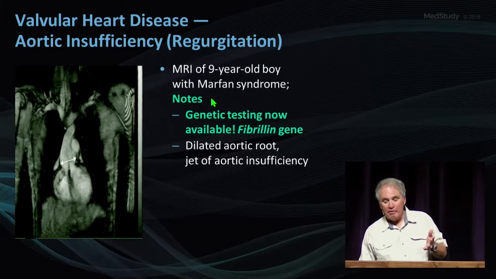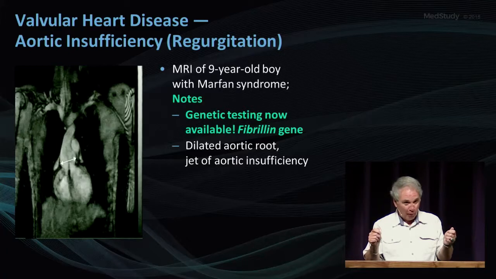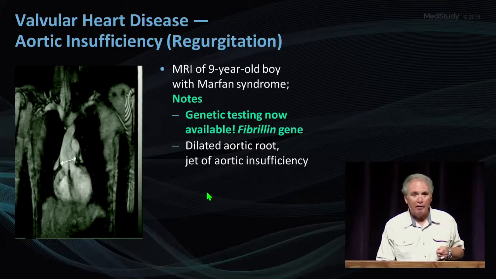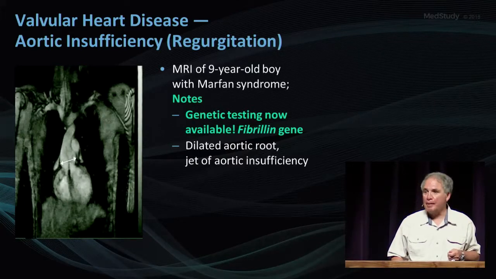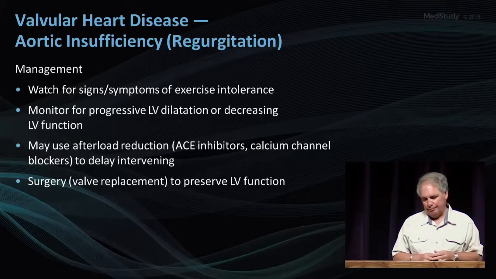And please be aware of the fact that genetic testing is now available for Marfan syndrome, because some of them don't look totally Marfanoid. Sometimes they don't, but they are at risk for aortic dilatation and aortic dissection and death. And you can now do genetic testing for the fibrillin gene, and that can be very helpful in the diagnosis of patients where the stigmata are not all that clear.